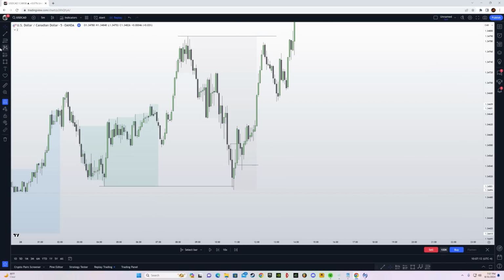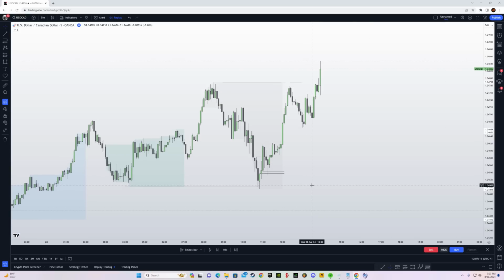And then we have what? We have a fair value gap around here. And that happened on 28 August. So if you're watching now, it happened on Wednesday. This would have been your entry, and you would target this high over here.